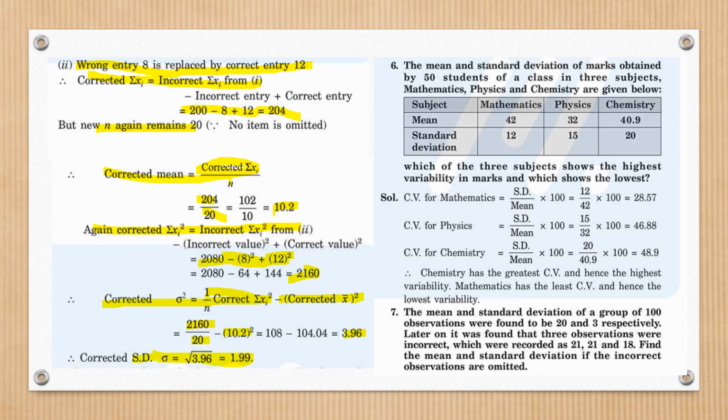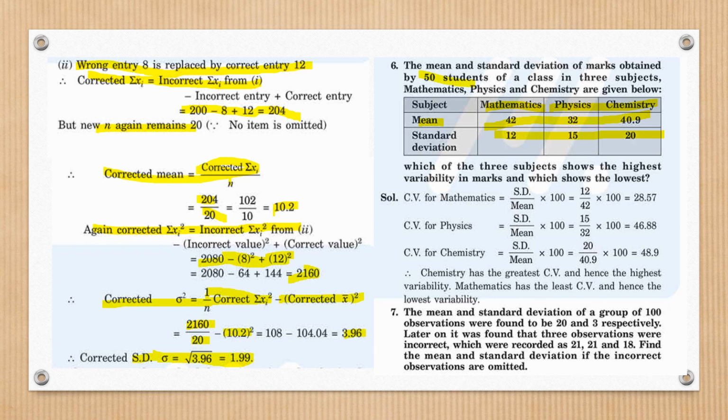Number 6: the mean and standard deviation of marks obtained by 50 students in 3 subjects, maths, physics, chemistry. The means are 42, 32, 40.9 subject-wise, and the standard deviations are 12, 15, 20. Which of the 3 subjects shows the highest variability in marks and which shows the lowest?